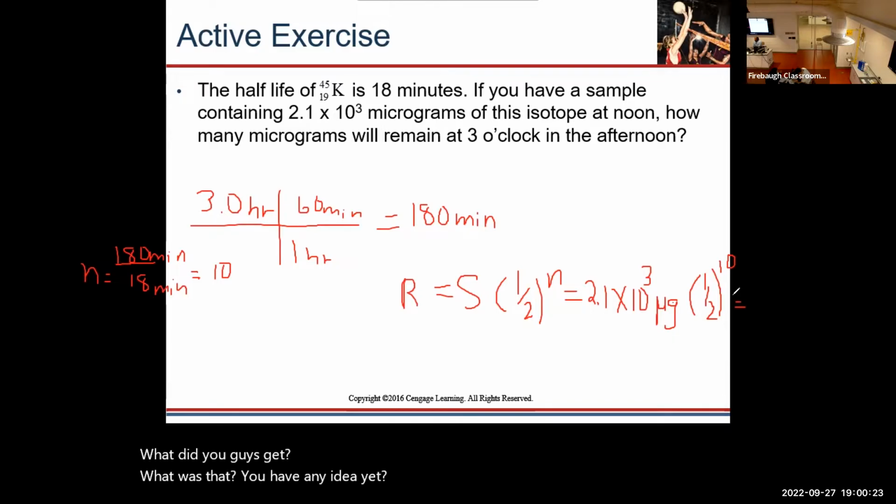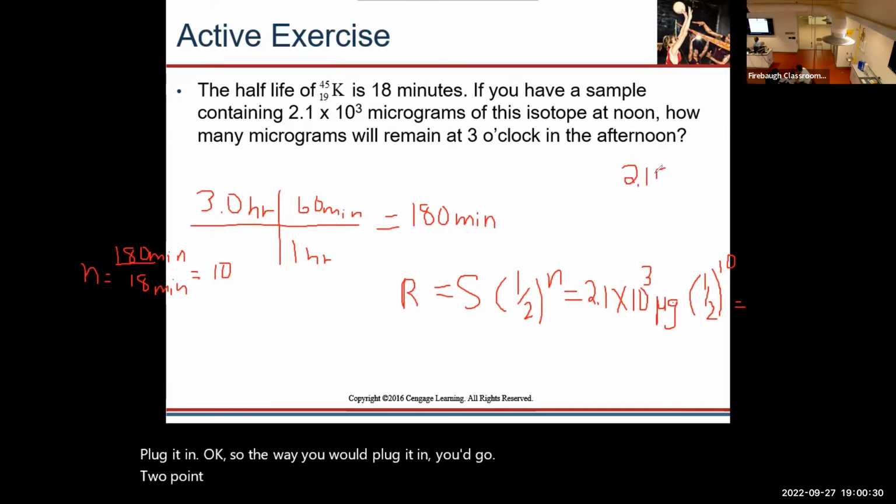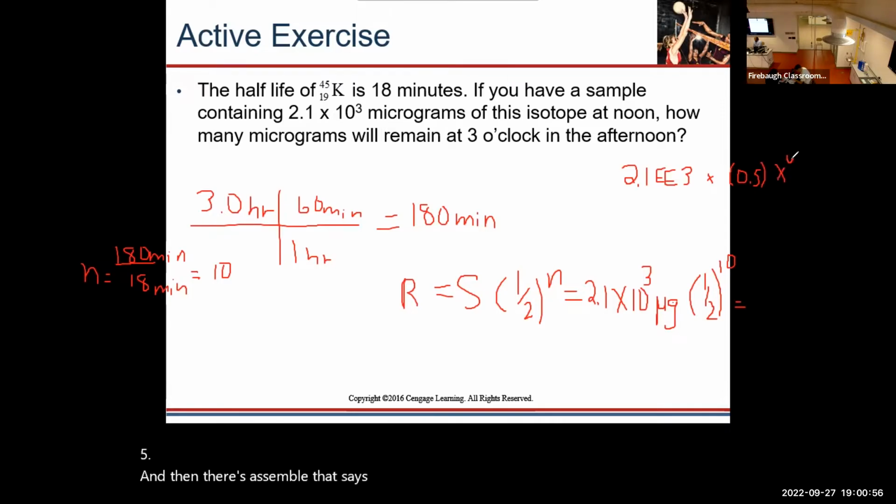Plug it in. Okay, so the way you plug it in, you go 2.1, times 10 to the 3, and then go times 0.5, and then there's a symbol that says x to the y. Okay.